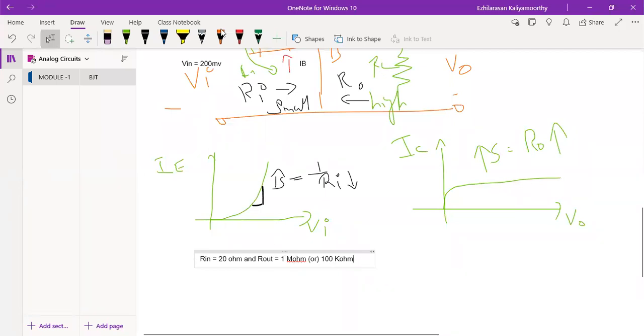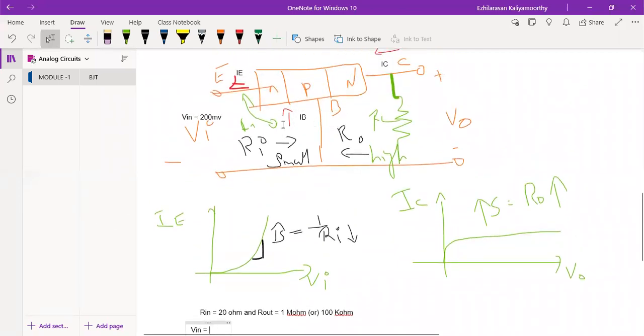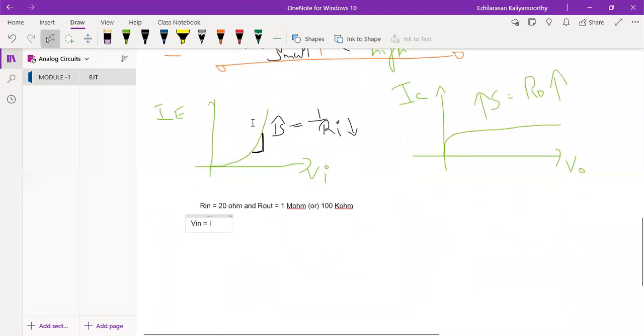Now from the input side, let us take an example. What is the V in actually? Let us apply the current here. You apply V is equal to IR normally, right? Let us take it like this only. So V in is equal to the input current, which is IE, times R in, where R in is the input resistance.